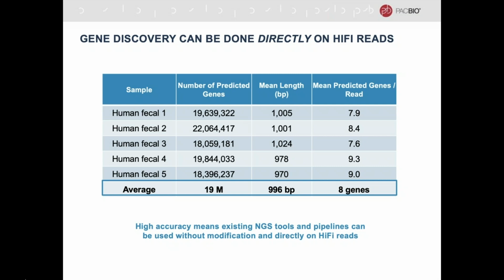So when you think about this comparing to short read technology, you're generally taking short reads and having to assemble those together for metagenome analysis. And our HiFi reads alone are going to be longer and more accurate than the genome assemblies that you get from short read data. You're able to take just the HiFi reads alone and do gene discovery directly on them. And because these reads are so accurate, you can plug them into existing NGS tools and pipelines. So it's a really easy, efficient way for you to do gene discovery.